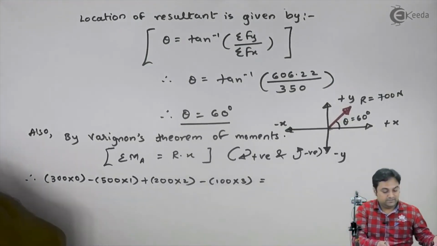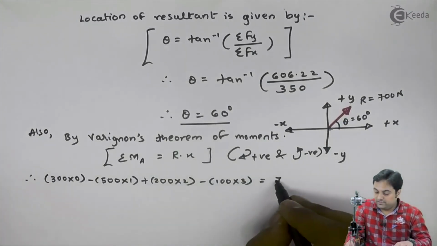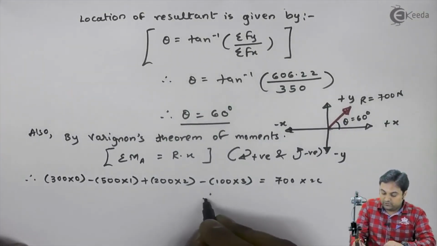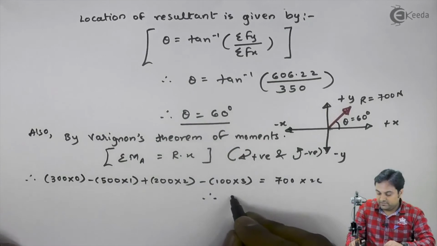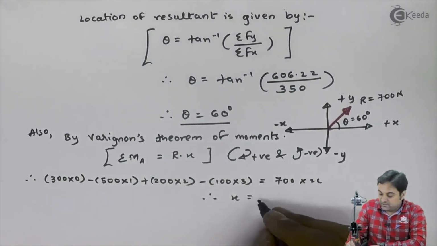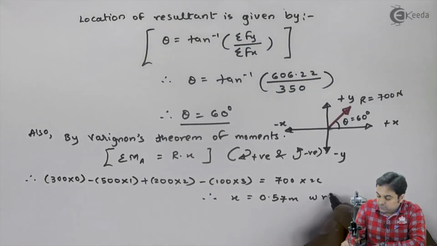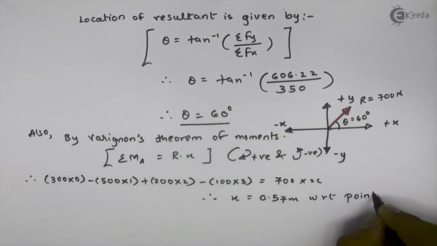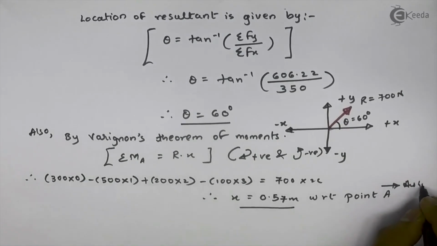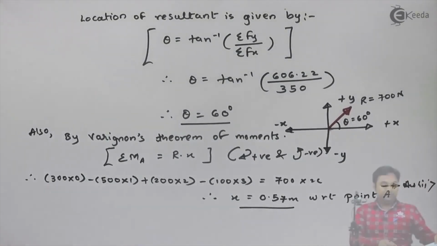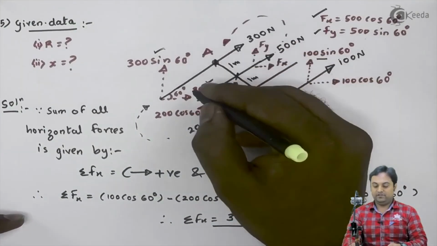Resultant, we know that the answer which we have got was 700. So I'll write down 700 into x. If I calculate all the values here, this left hand side, and divide it by 700, I will get my answer of x, which is 0.57 meter with respect to point A. This is my second answer.